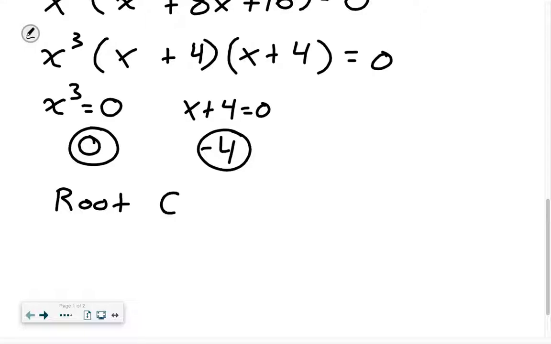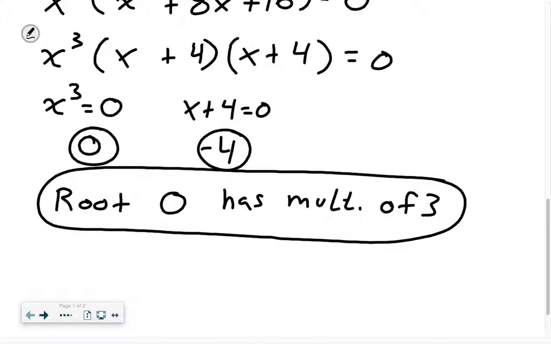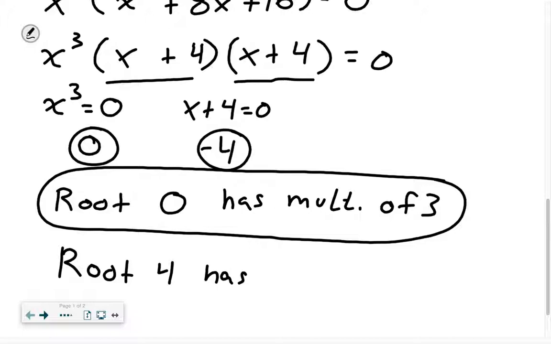So here's what you need to say. Root 0 has multiplicity of 3. Why? Because it occurred 3 times. I know that because of the exponent of 3 right there. We could say x times x times x. And our other root would be negative 4. What would its multiplicity be? Not 1, but 2. The reason is because it showed up here and it showed up there. It showed up twice. It's the number of times that it occurs.